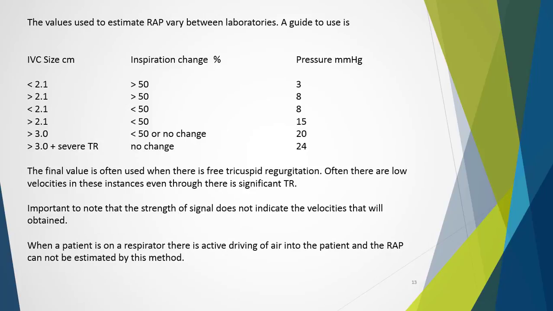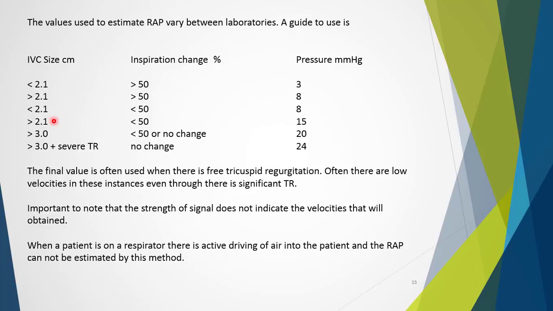So here we have a table that estimates right atrial pressures depending on what we're actually seeing. When the IVC size is normal, less than 2.1 centimeters, and has a greater than 50% respiratory change, we give it a right atrial pressure of 3. When the IVC is greater than 2.1, but still has greater than 50% collapse, 8 millimeters of mercury. Or if the IVC is normal size, but has less than 50% collapse, then we'll give it 8.